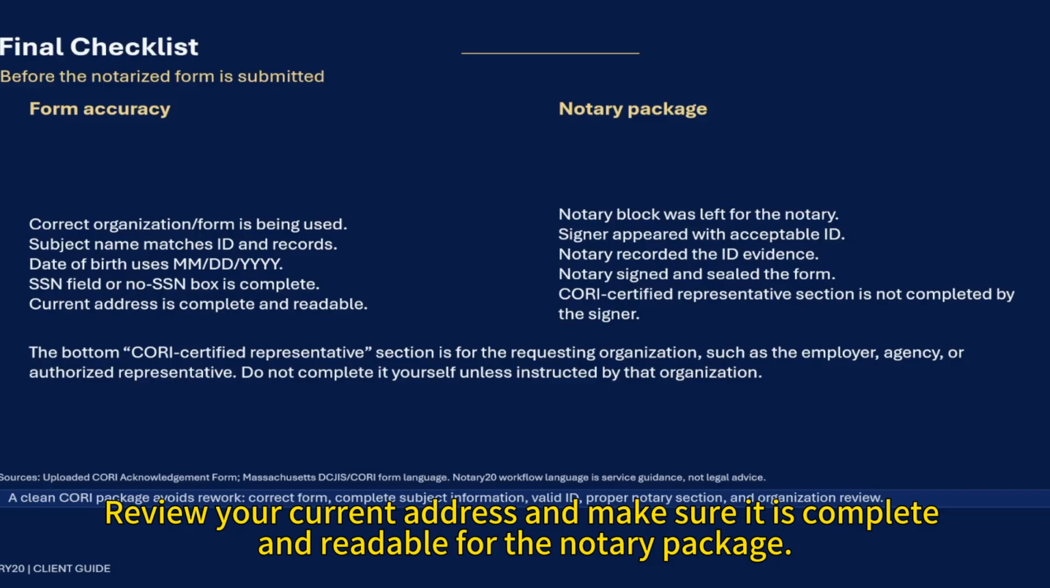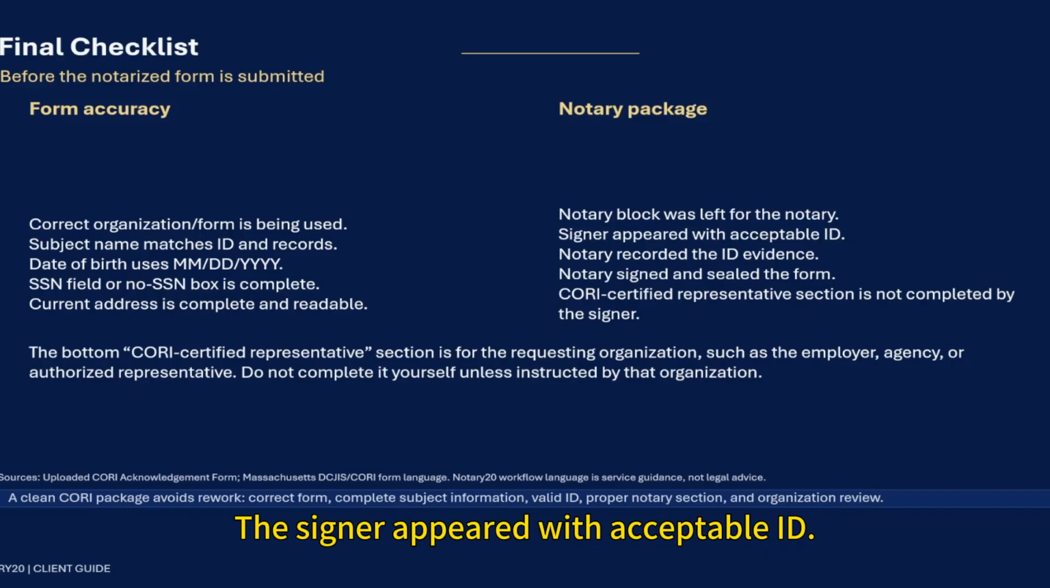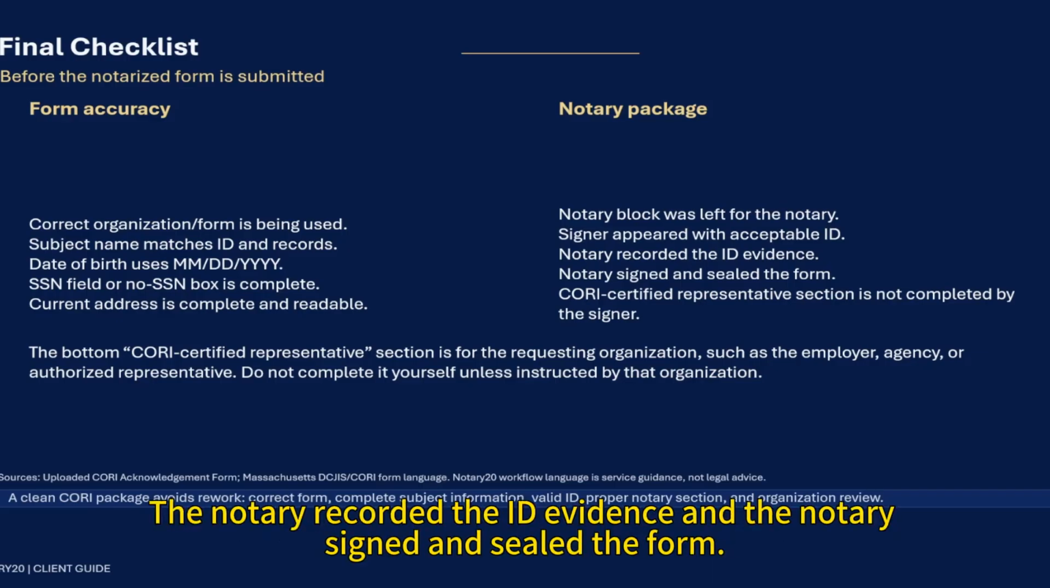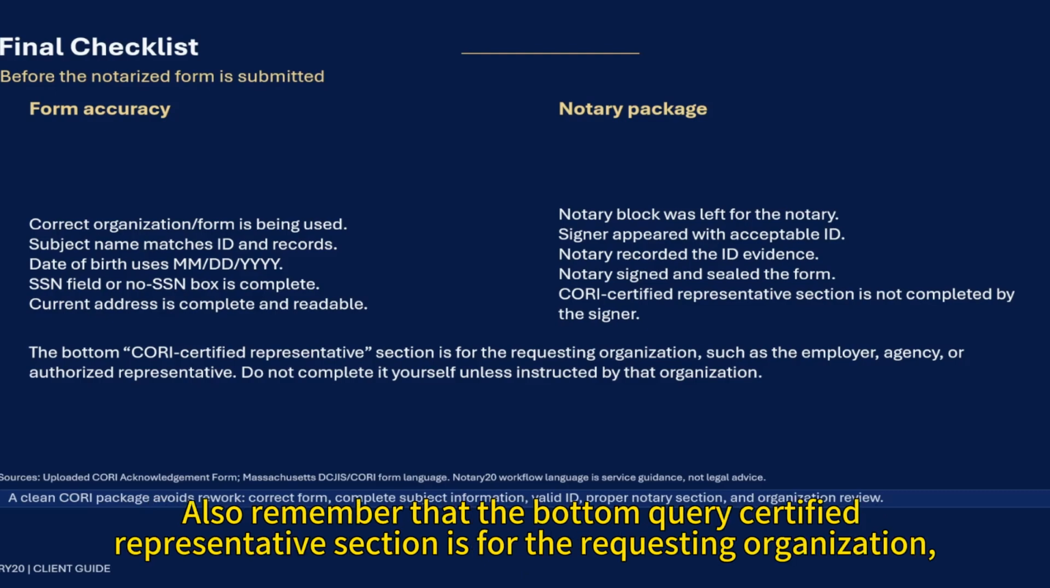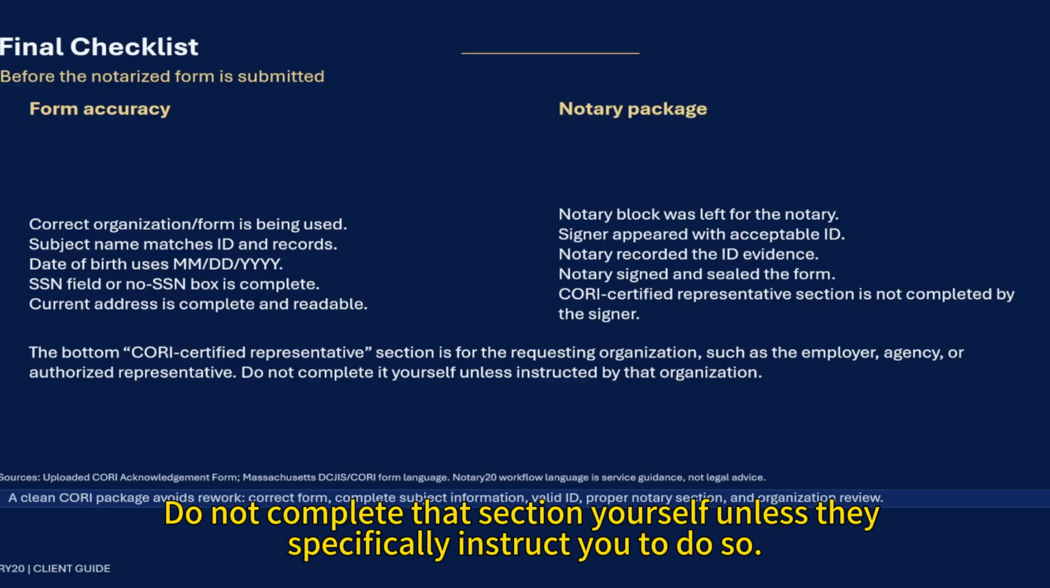For the notary package, make sure the notary block was left for the notary. The signer appeared with acceptable ID. The notary recorded the ID evidence, and the notary signed and sealed the form. Also remember that the bottom CORI Certified Representative section is for the requesting organization, such as the employer, agency, or authorized representative. Do not complete that section yourself unless they specifically instruct you to do so.